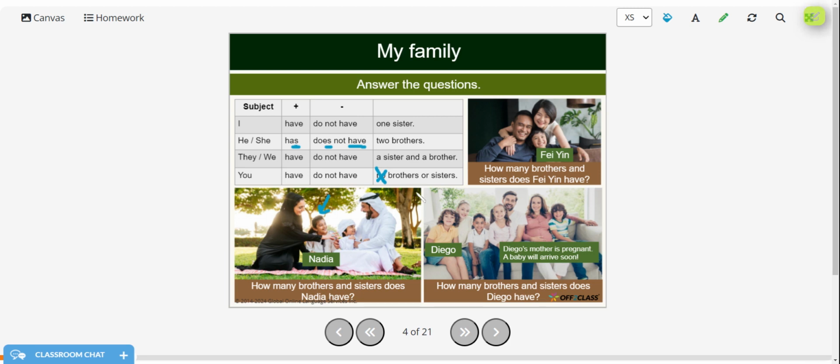All right, and then we have Diego. And we have a note here that Diego's mother is pregnant and a baby will arrive soon. So, how many brothers and sisters does Diego have? Well, this is his father and mother. There are two sisters, two brothers. So, right now, Diego has four brothers and sisters. He has two brothers and two sisters. After the baby is born, he will have five brothers and sisters.